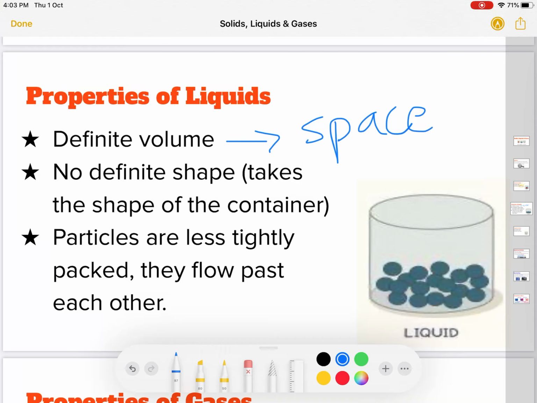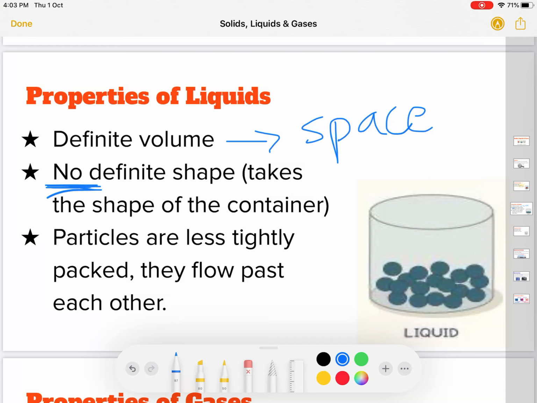If the water was in a square cup, for example, and I pour it on the floor, will it still be square? No, it's going to spill and pour all over the floor. It means what? It does not have a definite shape. It takes the shape of the container. If the bottle is circular, it will take the circular shape.